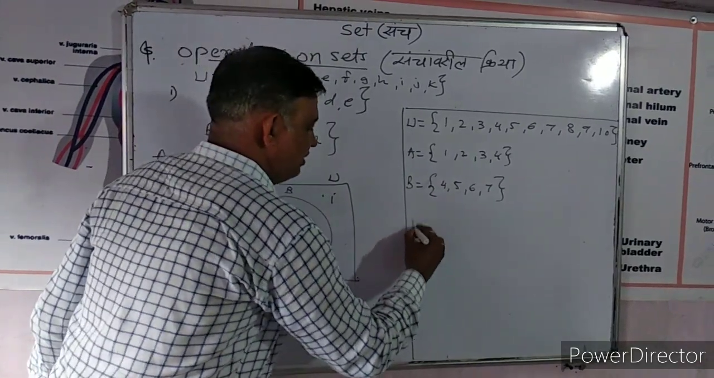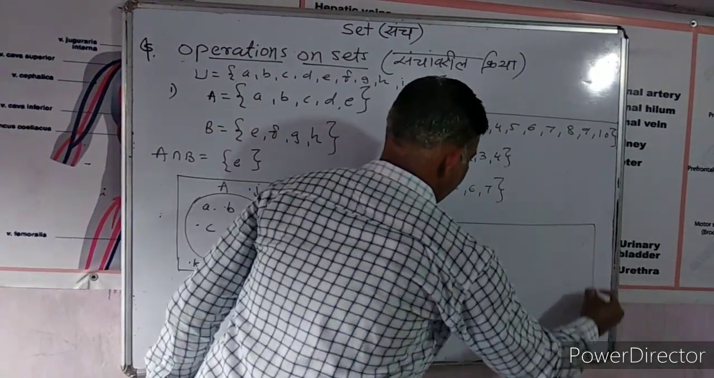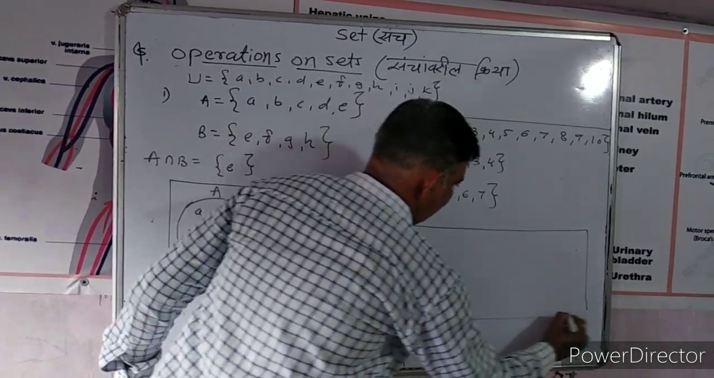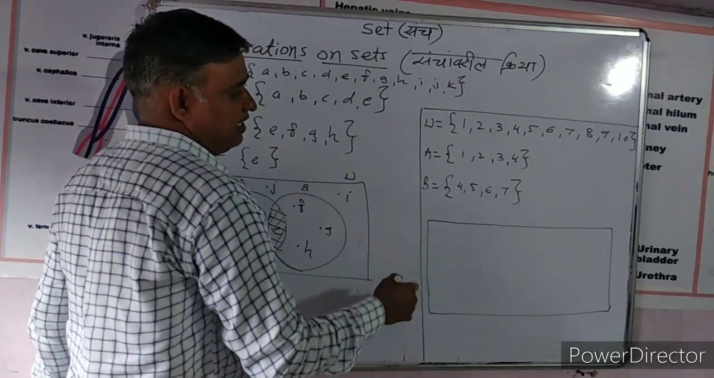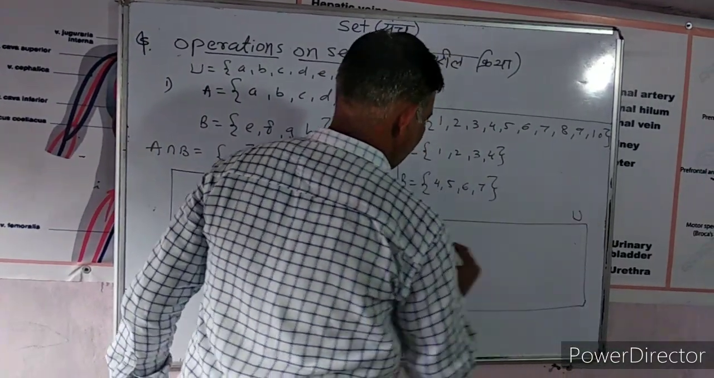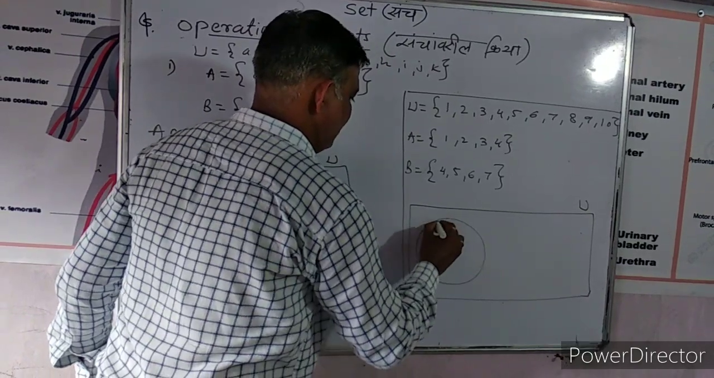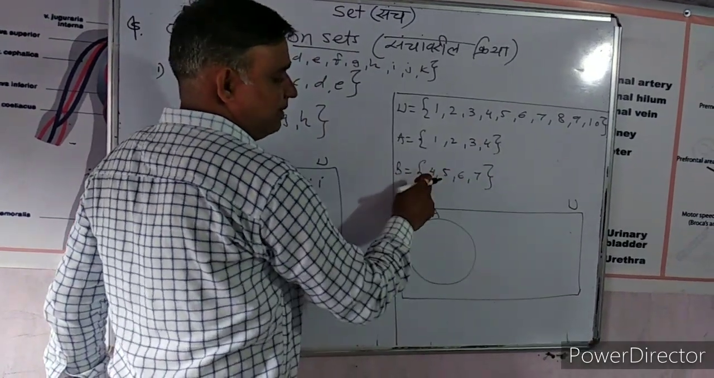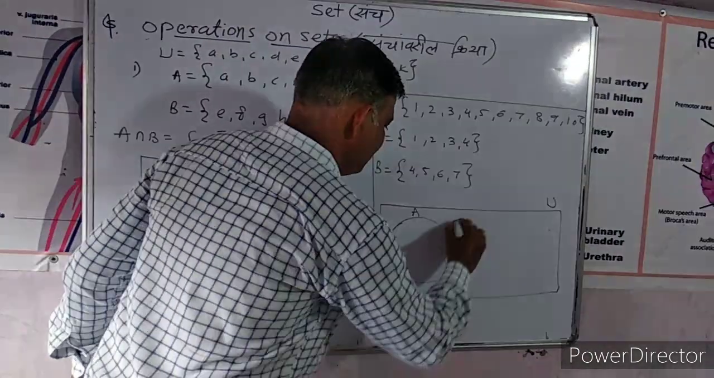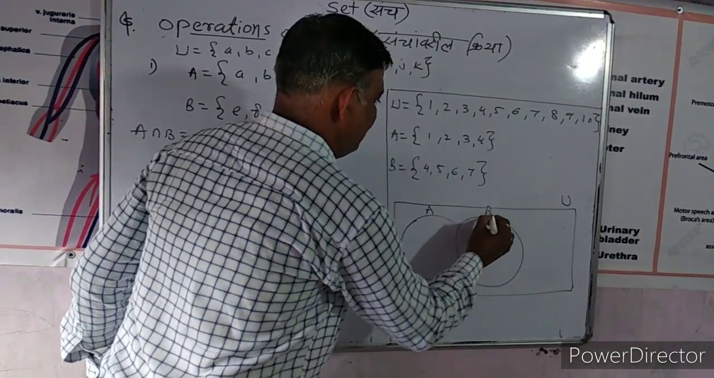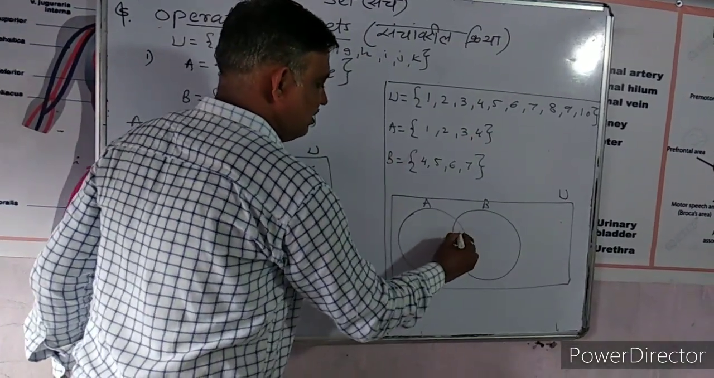We have to show this by Venn diagram. The universal set is represented by a rectangle, that is U. This is set A. There is a common element, therefore this is set B. The common element is 4.